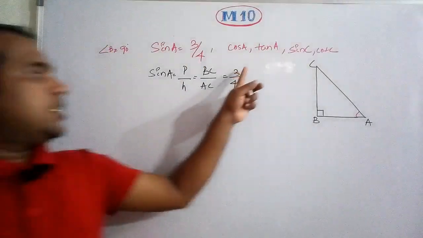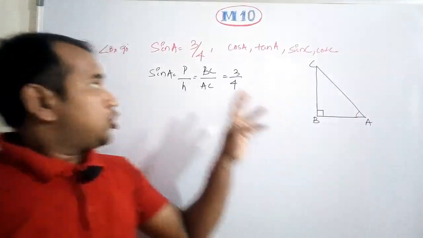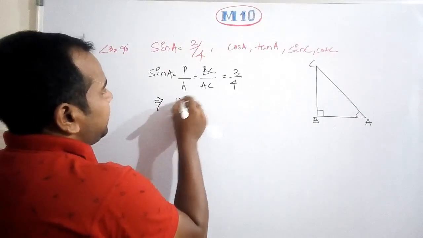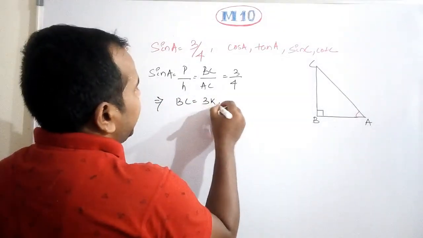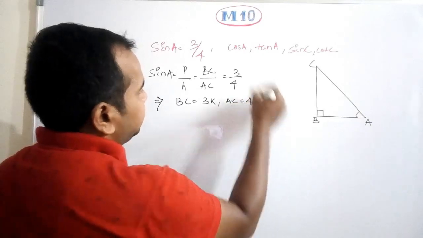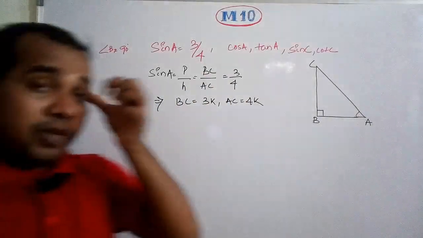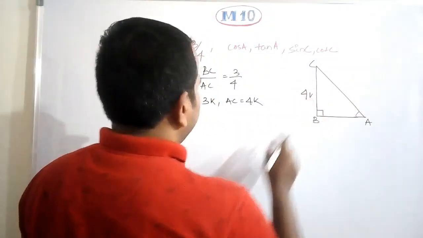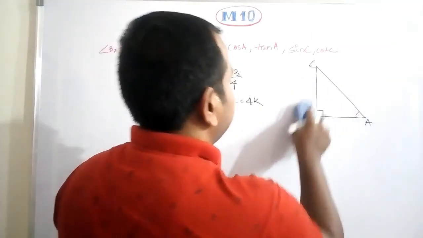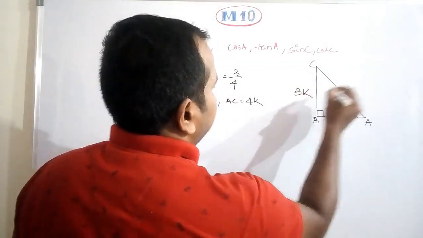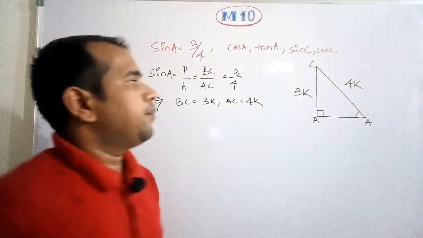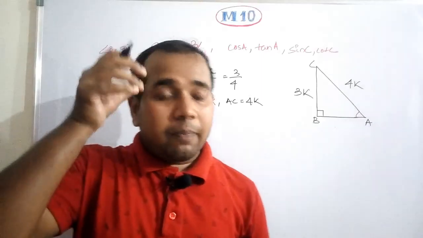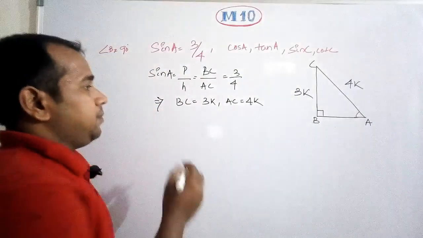Now this is in the form of a ratio. To get BC, let us multiply a constant. That implies, let's say BC equals 3K and AC equals 4K. I have multiplied a constant to get the values of BC and AC. So BC equals 3K, and AC equals 4K. The value that you don't know is AB. So what are you going to apply? You are going to apply your Pythagoras theorem.